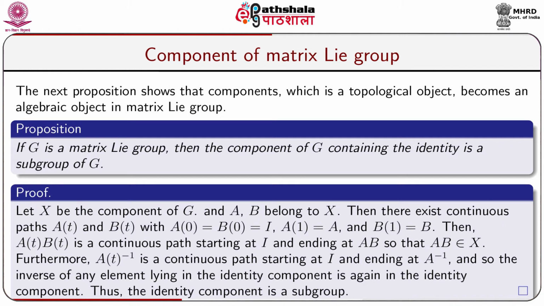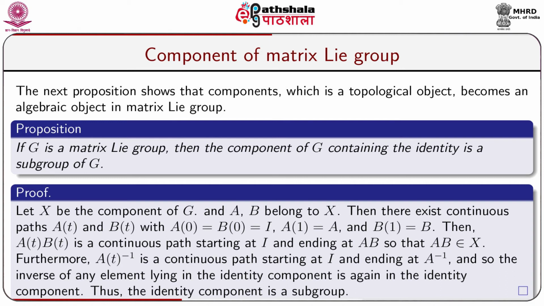Now, since A and B are in the component, therefore there exist continuous paths A(t) and B(t), both of which start at the identity and end at A and B respectively. Notice that here it is said the component of G. Now in C to the power n squared we have that every component is a path component. That is why we can take paths A(t) and B(t).